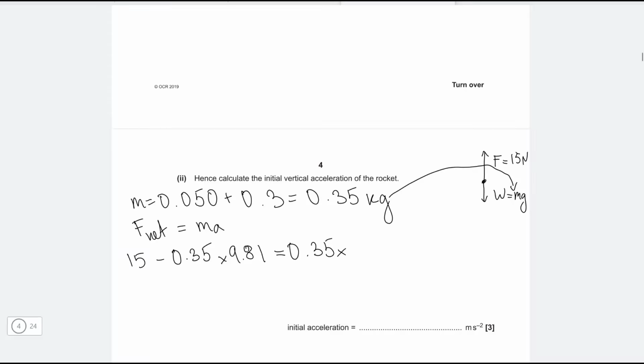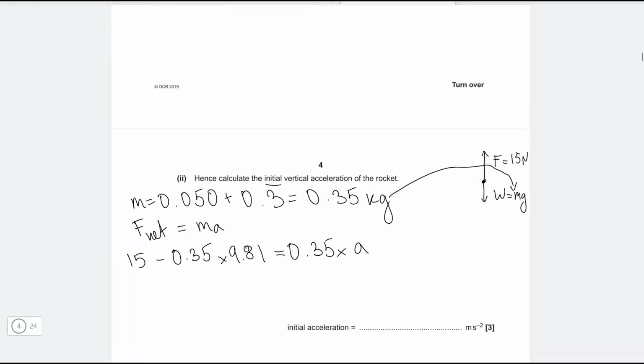So it's going to be 0.35 times the acceleration. Please keep in mind that this will only be the initial vertical acceleration, because as soon as the rocket starts accelerating, the mass will actually be changing. So this is just the initial vertical acceleration.